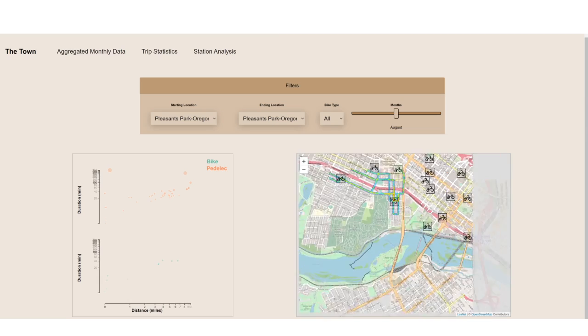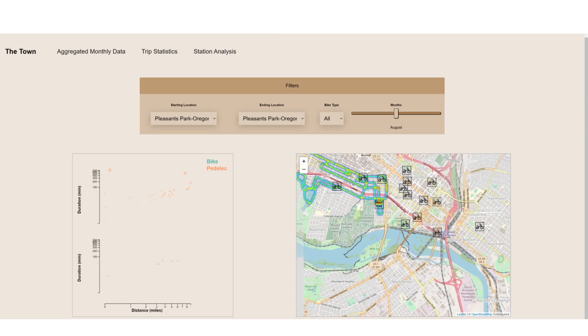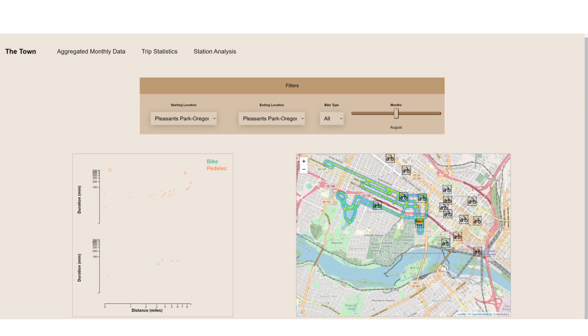So here we can see this is the overall distribution. And another thing is that all the associated trips with the filters are plotted in the bubble chart as well, that displays the trips upon hover.